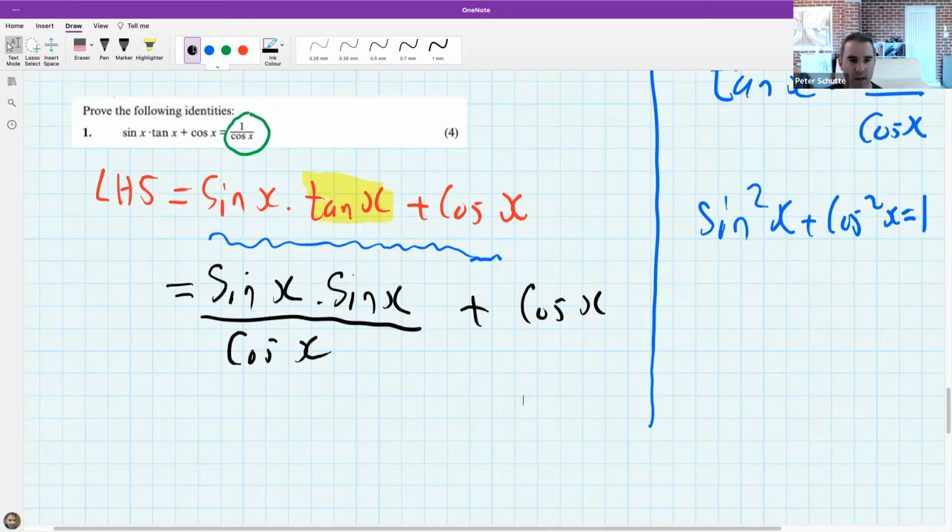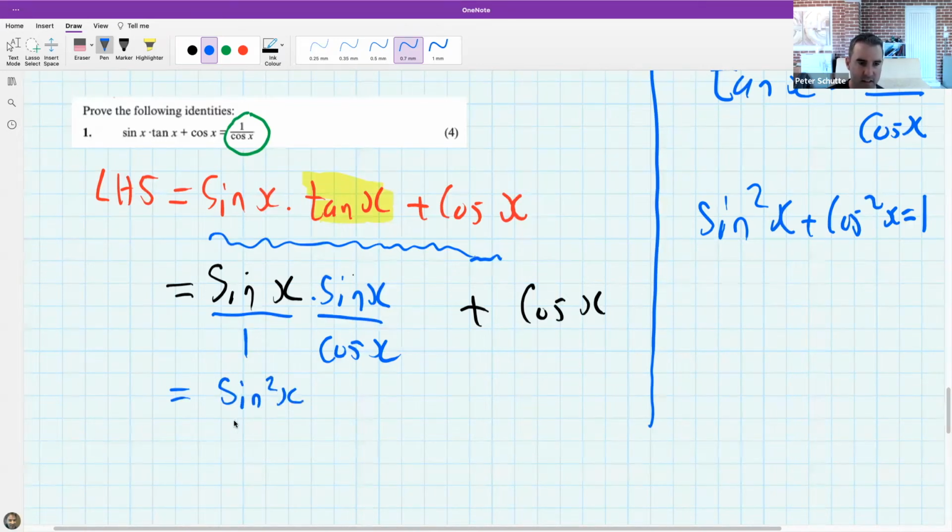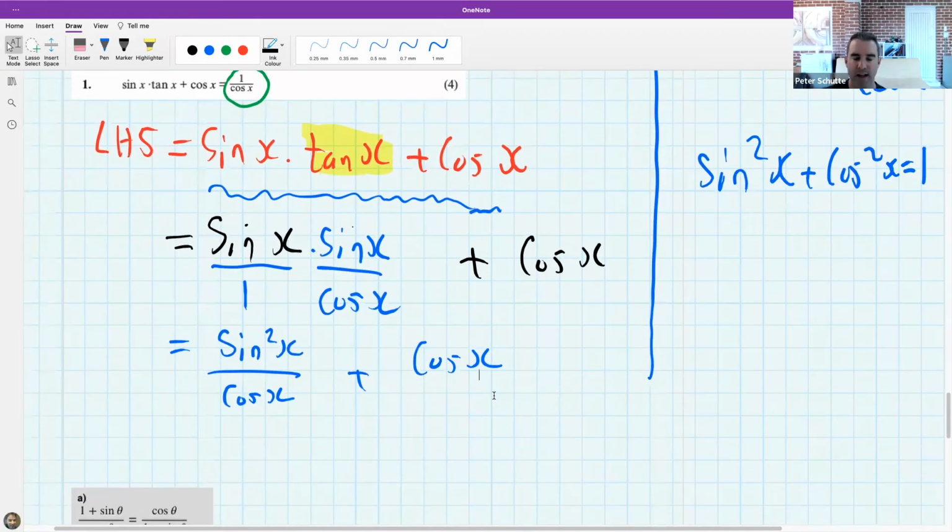So I want to know what do I need to do? Okay, well, what I did was I replaced the, should I write it like this? Okay. This is sine x over cos x. And I write anything over 1 like that. And so that's how I would get, maybe I'll even write it like this: sine squared x over cos x plus cos x. So that's the substitution step.